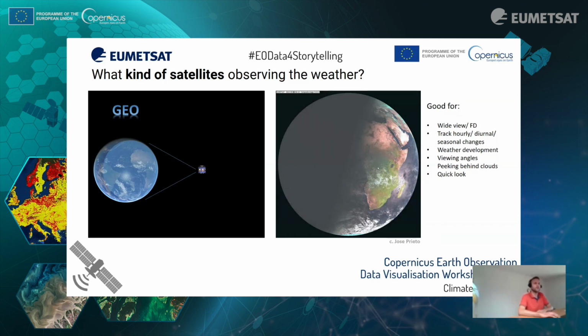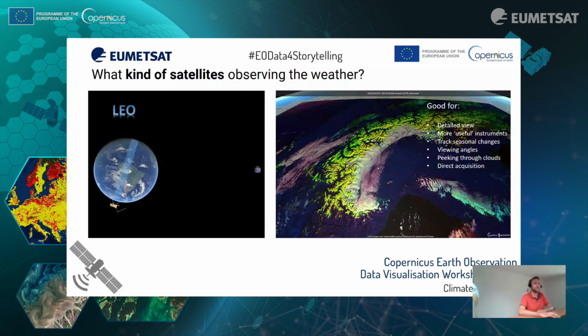Unlike the geostationary satellites, low Earth orbit satellites are very close to the Earth. They're spinning around very closely. Hence, the coverage is very bad. Twice or a few times per day, they cover one area, but they are very close, so they get the detailed view, like this Sentinel image over the Alps. They have more useful instruments because they're closer. They get more energy from the Earth, and then you could utilize more sophisticated instruments like radars.